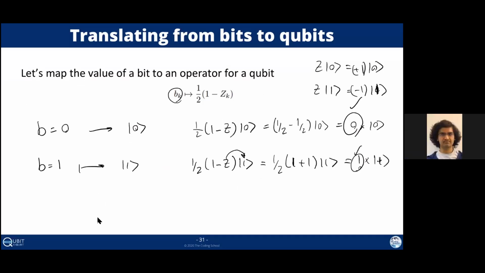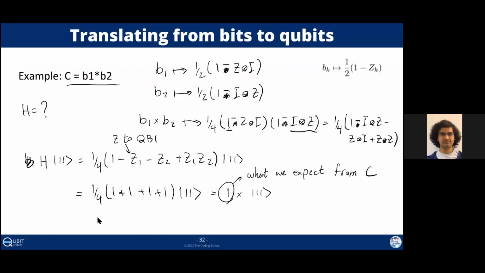Okay. And then when we go on to the 2-bit case, a few of the students were confused about the ordering of the Z and the I. So why is B1 Z tensor I and why is B2 I tensor Z? What that means is that Z tensor I means that we're applying a Z operator to the first qubit and nothing to the second qubit. And when we have I tensor Z, it means that we're applying nothing to the first qubit and a Z operator to the second qubit.